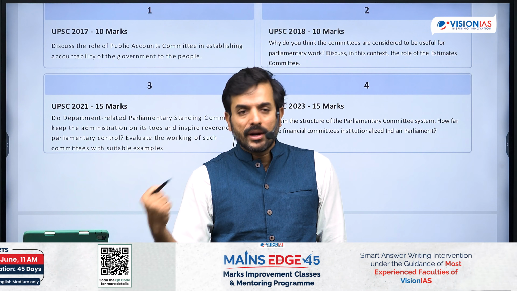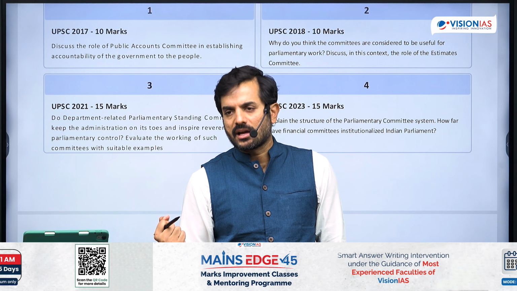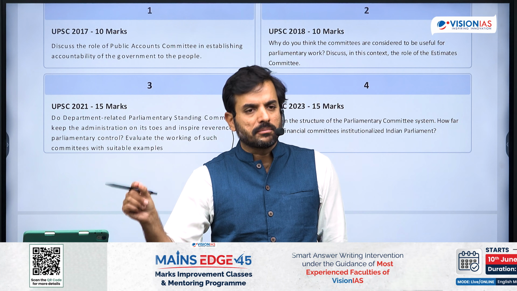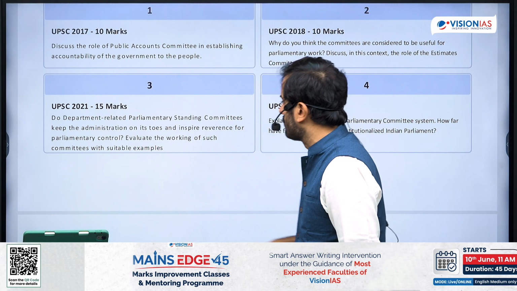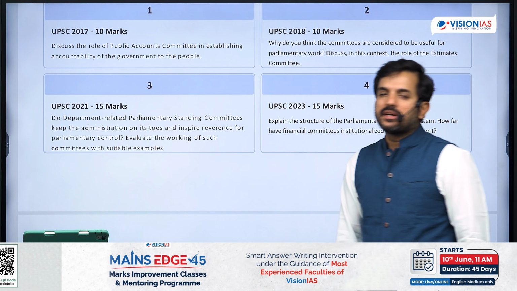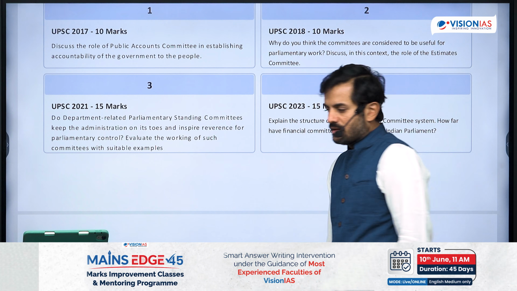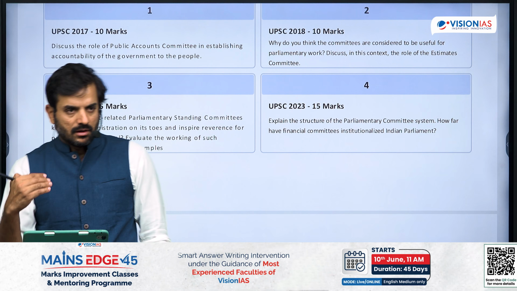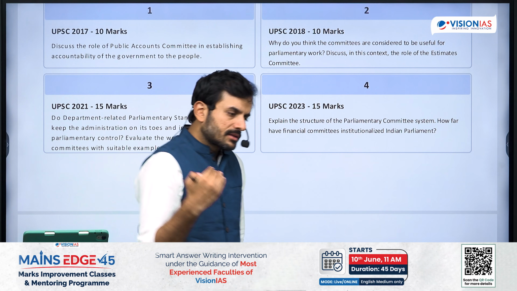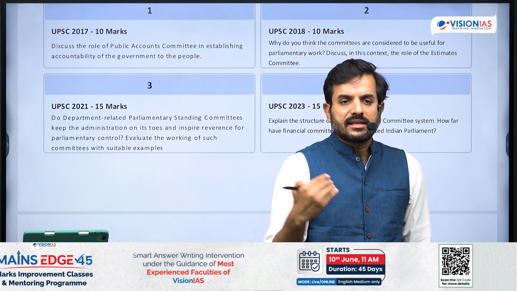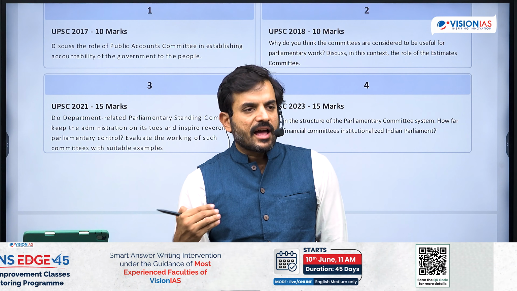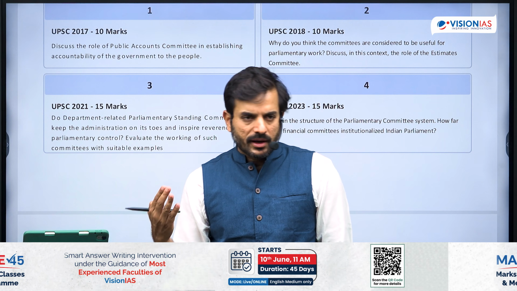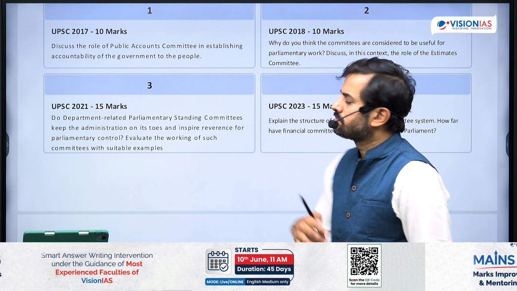So we will have to evaluate the functioning of the department-related standing committees vis-a-vis the role that has been given to them. Have they been able to perform their role of holding the executive accountable? Evaluate the working of such committees with suitable examples. So we have to again evaluate. We have to make a sheet of what are the activities that the DRSCs in India have been able to achieve, what are the achievements they have not been able to make, and what are the reasons for the same.